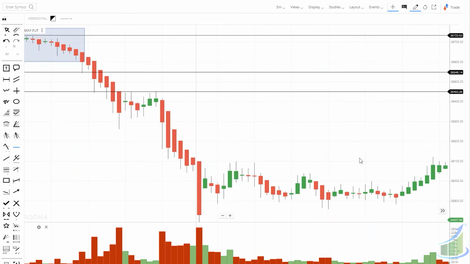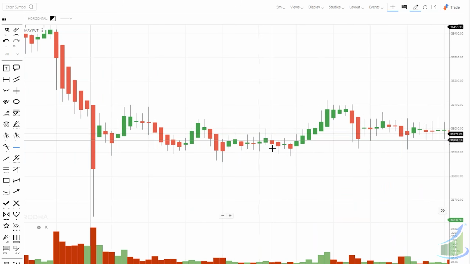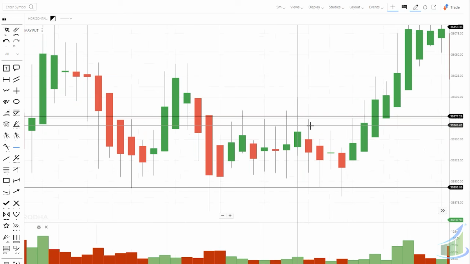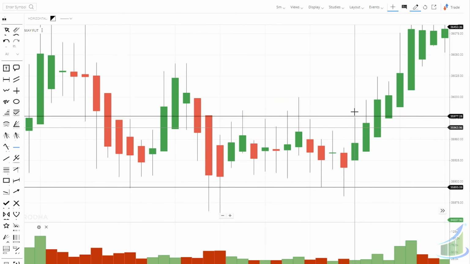For example, here is a very beautiful patch of dojis right here. Whenever you see a flat head candle, right? This is the first flat head candle. See here, this one is the first flat head candle.